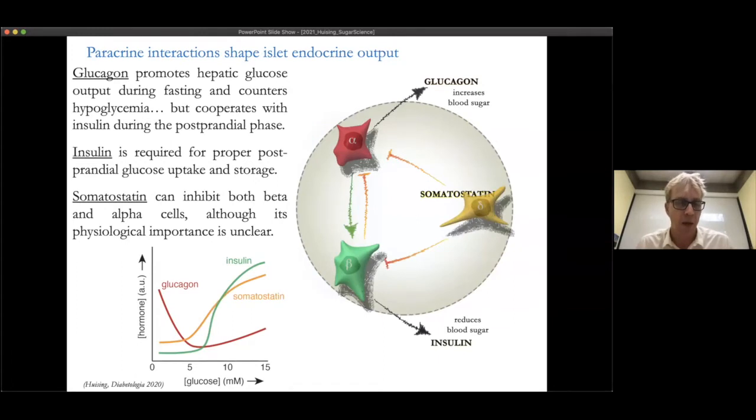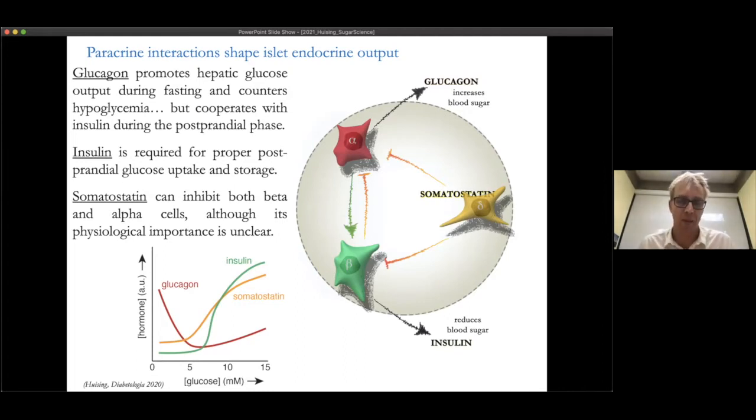And then finally, we have delta cells, which make SST, somatostatin. Somatostatin is a quintessential inhibitor. Wherever you find it, it will inhibit. And in the islets, it will inhibit beta cells and alpha cells. We've known this for a long time. The physiological importance of this is often overlooked or even understudied. I'm not going to go into much detail, but there is a direct physiological role of delta cells, and one can quantify that.